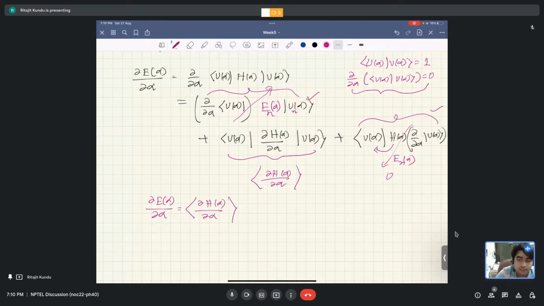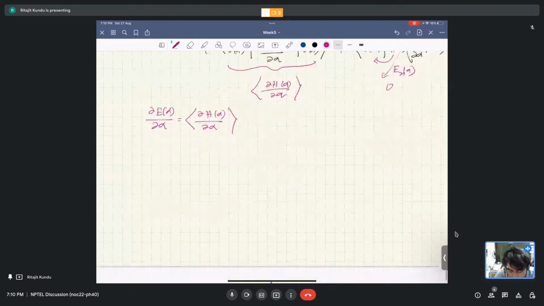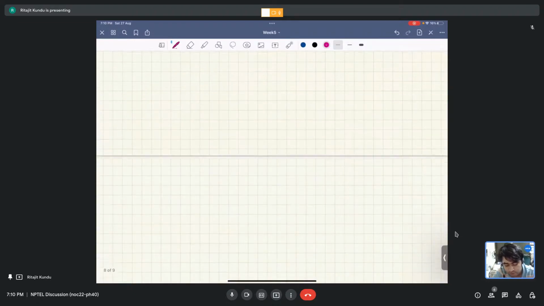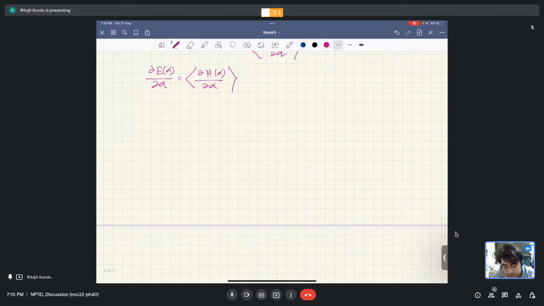Okay, so this is something called the Hellmann-Feynman theorem. So what are the applications of this? Why are you even doing this? Let me give you two small examples of why you can use this. So let's say you have the harmonic oscillator.